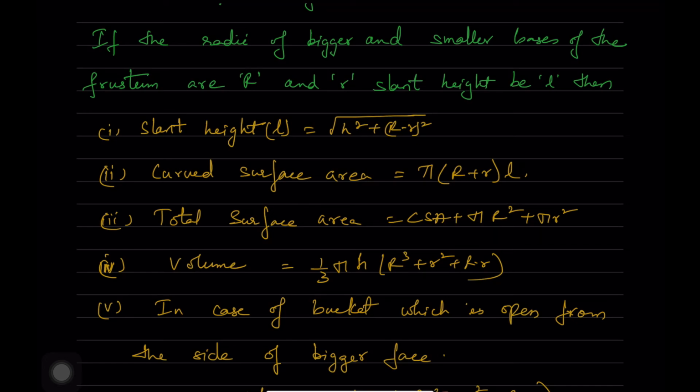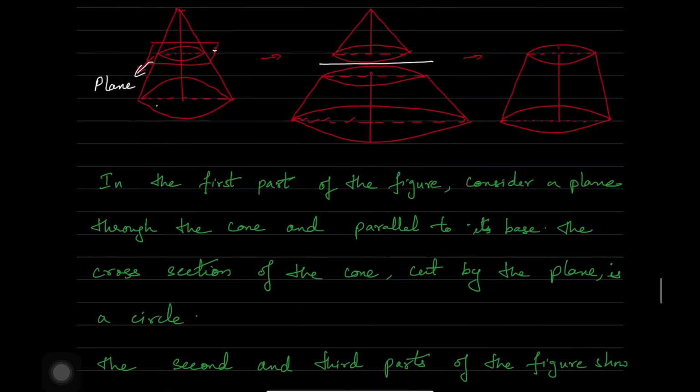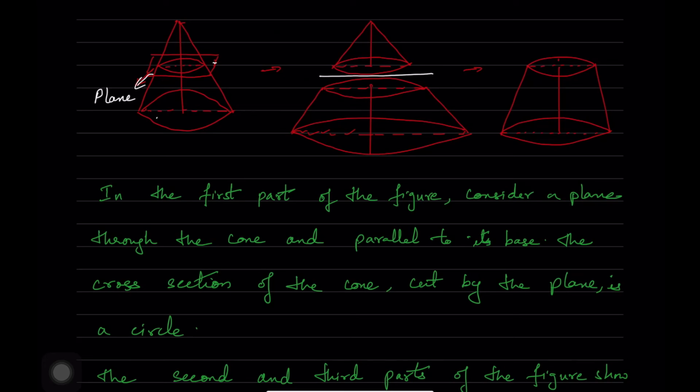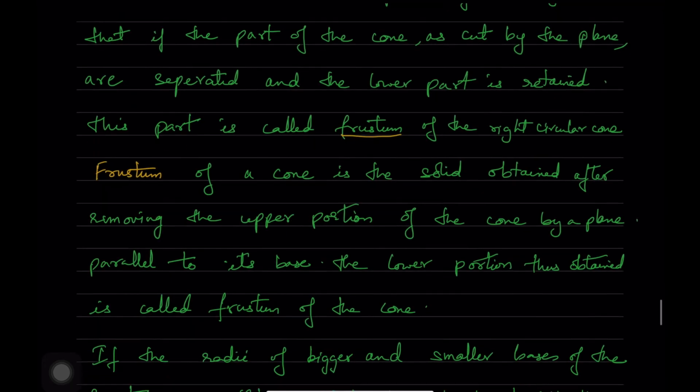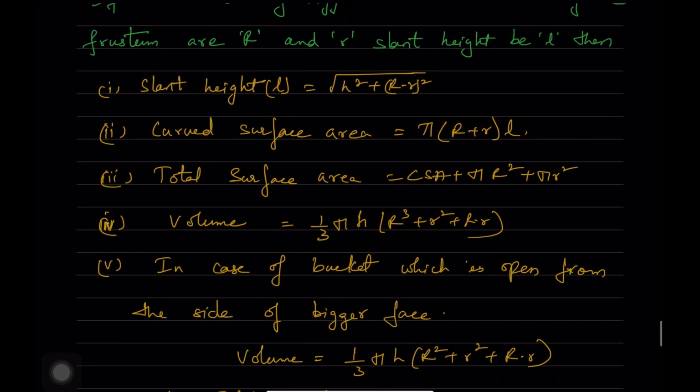So you have the slant height also. You can see why it is taken as capital R minus small r whole square. You can always see that it is a right circular cone over here, and it becomes smaller over here. So therefore you are taking it in that way. That's why you are taking it as capital R minus small r whole square.